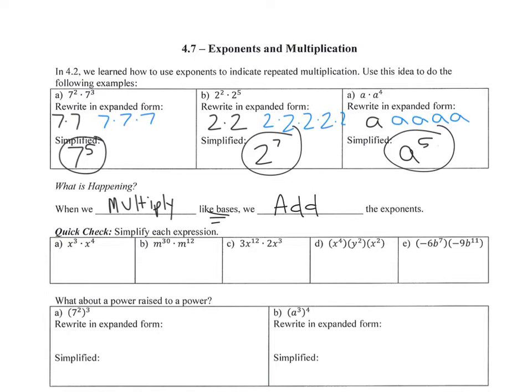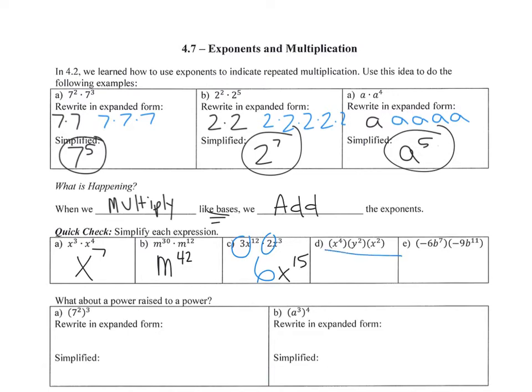So we're going to multiply the coefficients, the numbers in front, but we're going to add the exponents. So this one's going to be x to the 7th. This one's going to be m to the 42nd. This next one we're going to multiply the 3 and the 2. We're going to multiply the coefficients to get 6, but then we're going to add the exponents, so it's x to the 15th.